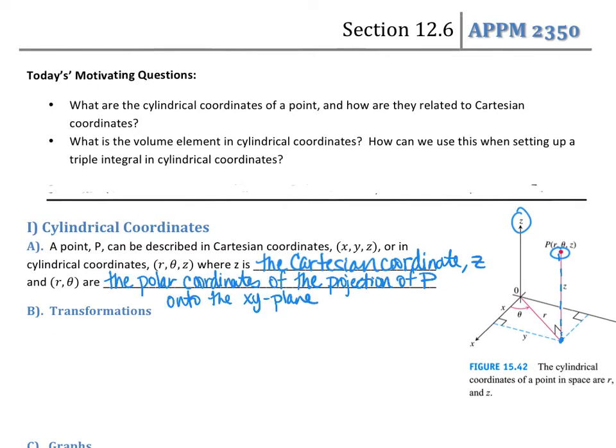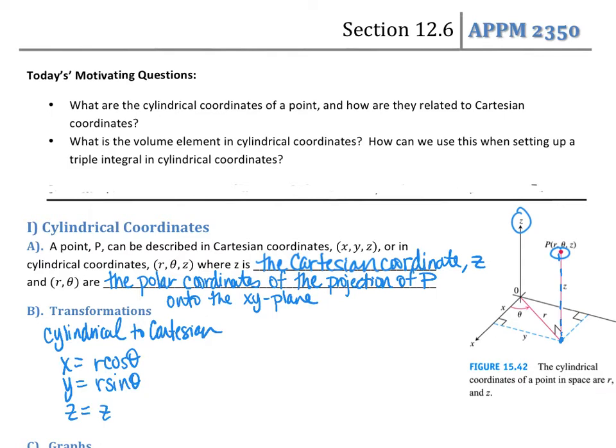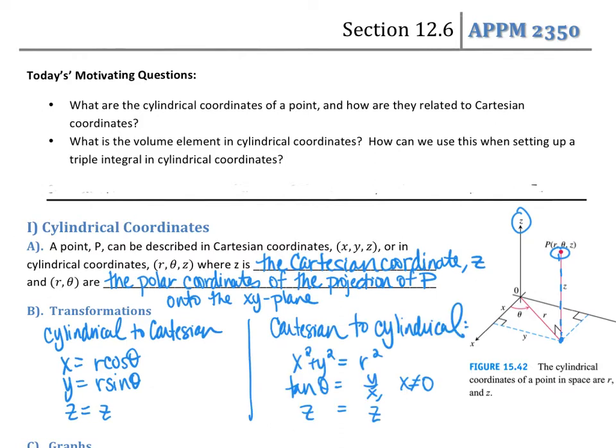So it's pretty easy to transform back and forth between the two given what we learned already with polar. If I want to do cylindrical to Cartesian, then just like in polar, x is r cosine theta, y is r sine theta, and z is just the same z in both coordinate systems. And then similarly, I can go the other way, Cartesian to cylindrical, and it looks almost identical to what we had with polar, just now we're adding in this third coordinate.